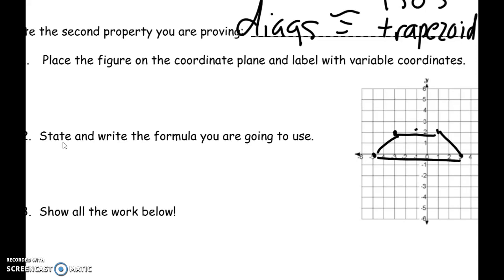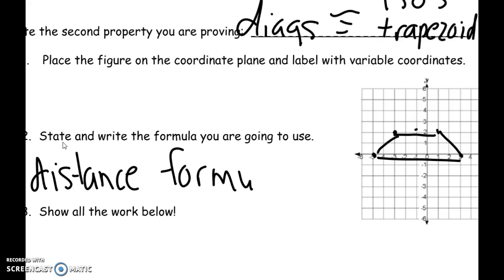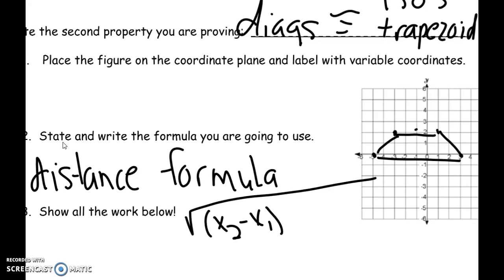And we want to prove the diagonals are congruent. So again, the formula that we're using here is the distance formula. And some people said, Mrs. Murphy, couldn't I actually use Pythagorean's theorem to find that distance? You can. I'm going to stick with the distance formula. And let's put that formula down here. That is x2 minus x1 squared, y2 minus y1 squared.